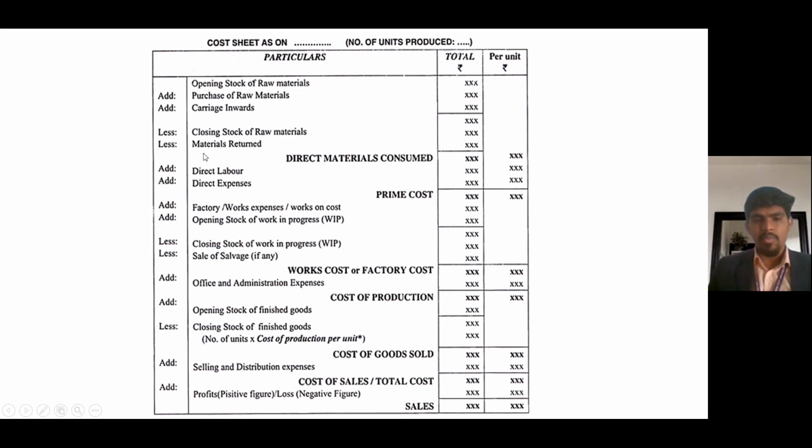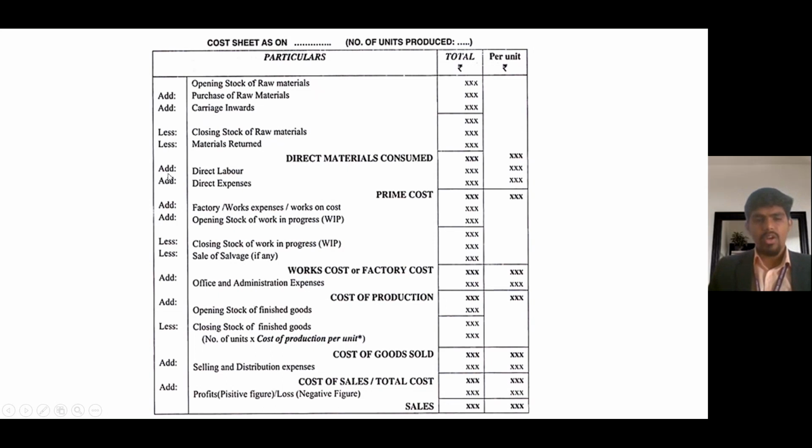Next is less materials returned. If you have made purchases and some materials have any fault or defects, and you return them to the vendor from whom you purchased, that will be deducted here. The total is called direct materials consumed. Direct materials means the raw materials we are consuming, the number of units, and the per unit price.